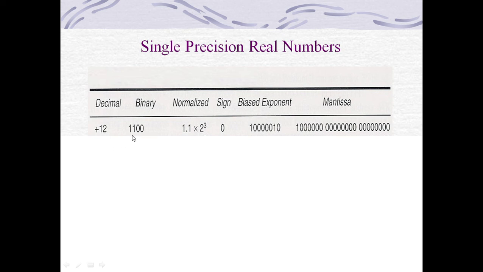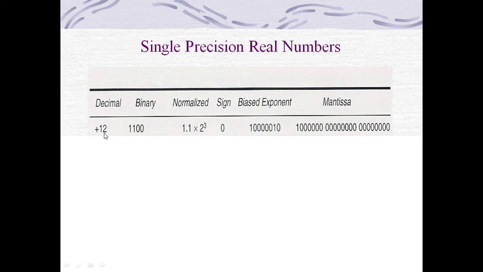So this is a 4-bit binary number, and then this binary number is normalized, where a decimal point is introduced. After normalizing, we would get 1.1 times 2 raised to the power 3, because we moved the decimal point 3 positions to the left. So this is the normalized form of this binary representation.